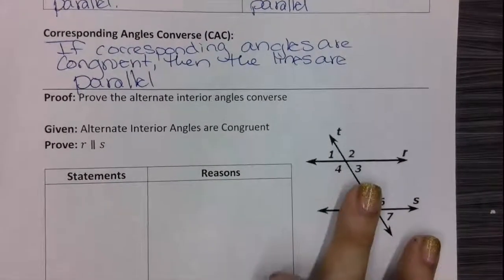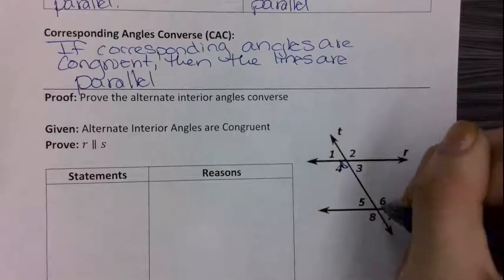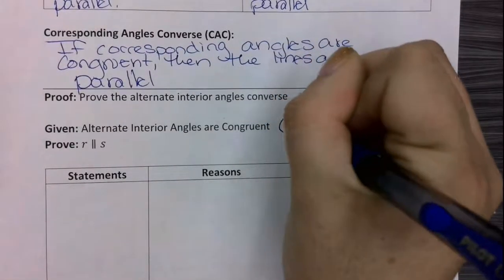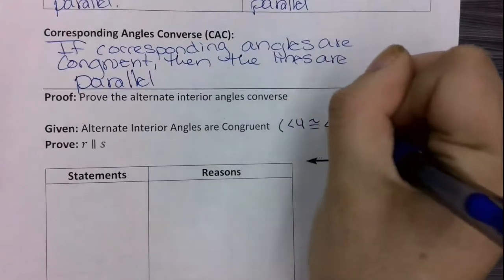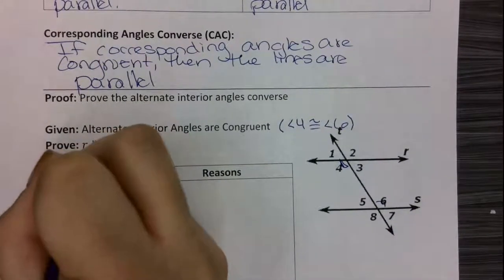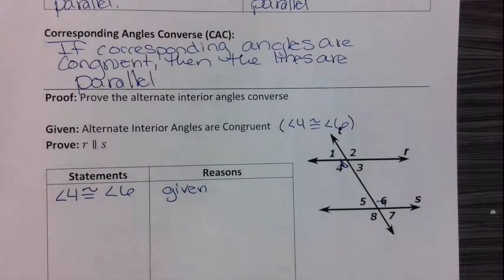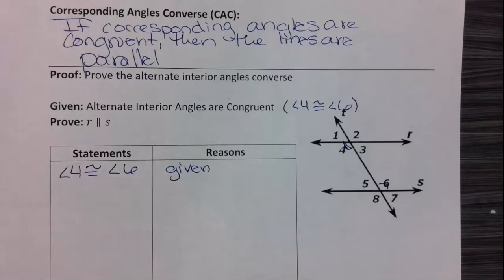Okay, so this one wants me to prove the alternate interior angles converse, given that alternate interior angles are congruent. So what are a pair of alternate interior angles that you want me to pick? 4 and 6. Okay. So I'm going to use angles 4 and 6. I'm going to start with angle 4 is congruent to angle 6, and this was given to me. Okay. So what I'm trying to prove is R is parallel to S.